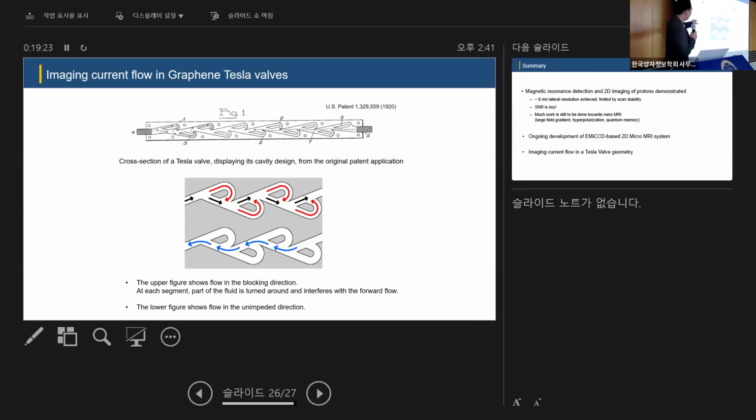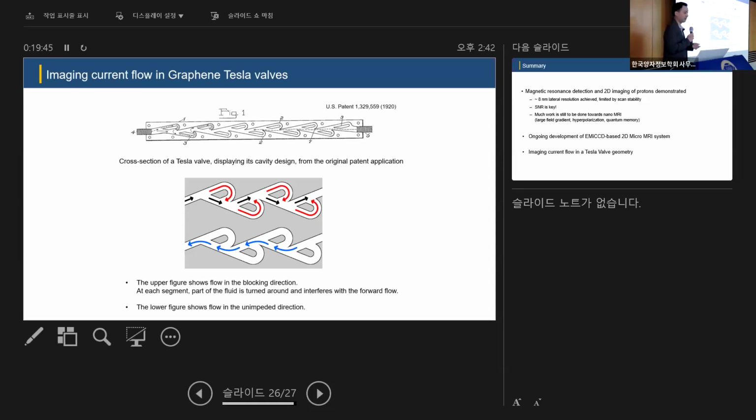In the middle figure, the flow flows in the blocking direction, and you can see some of it gets around at each segment of the structure, which slows down the overall flow. In the bottom figure, you can see the flow moves in the other direction, passing through with much less resistance.